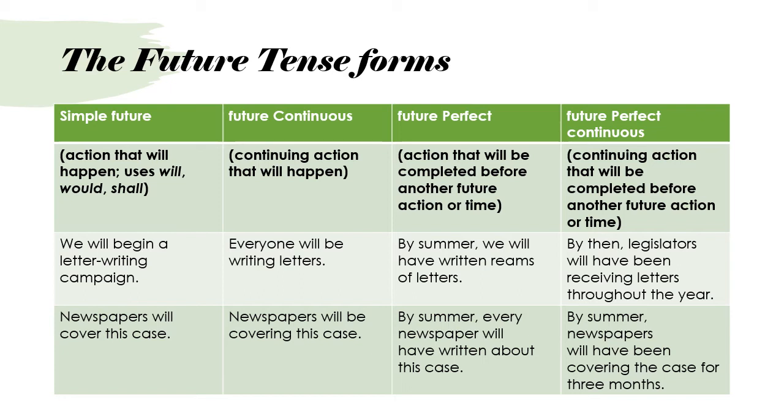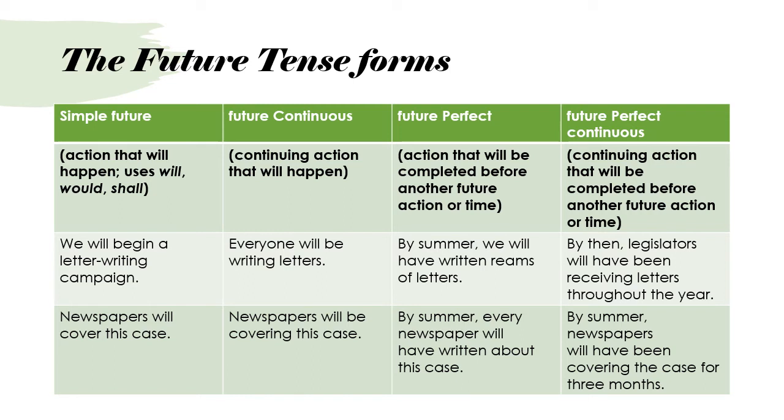The future perfect talks about actions that will be completed before another future action or time. For example, by summer we will have written reams of letters. By summer, every newspaper will have written about this case. So it's something like two actions are happening and one action is actually happening before another future action. And generally the phrase will have will precede the past participle form of the verb. In this case, it's written.